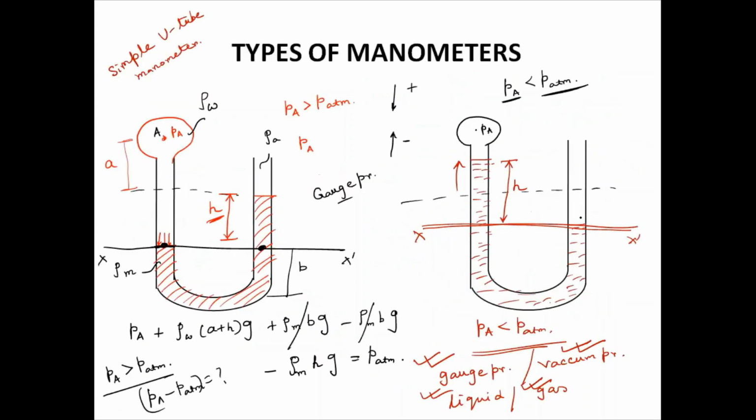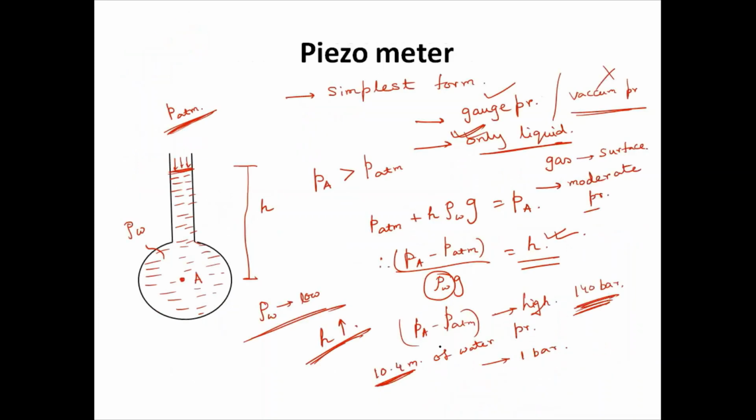In the previous example, the manometer, you could get high pressure. High pressure you can measure, low pressure you can measure, high density fluid you can measure, low density fluid you can measure, liquid, gas, everything can be measured by a manometer. But the scale should be proper. You have to choose your manometric fluid in such a way. So the U-tube manometer, we have already discussed.